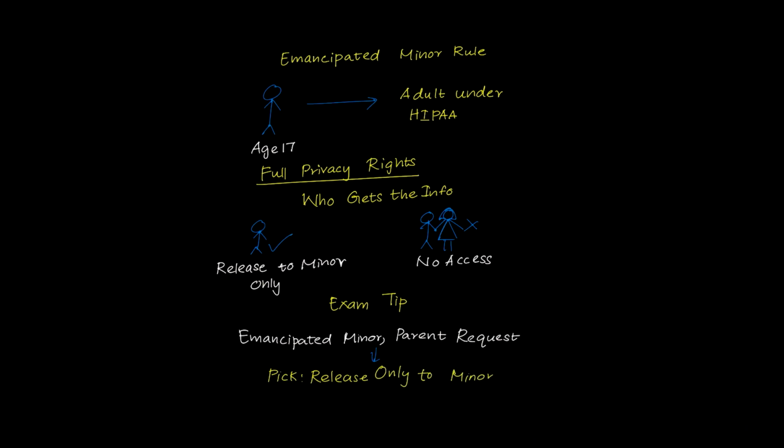Here's a D439 OA exam tip for you. When the stem mentions emancipated minor, treat the minor as an adult under HIPAA. Quick recall hook: emancipated equals adult rights.